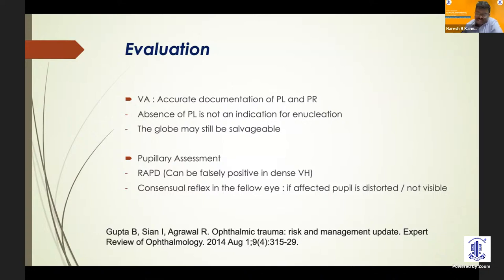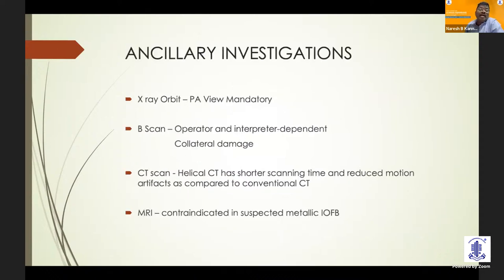Somehow, some of our colleagues in other specialties have a habit of enucleating. You have to look for the RAPD, and the consensual reflex in the fellow eye is also very important. As was discussed earlier, the fellow eye is important, because my professor used to say most of the children who come with trauma usually have some sort of refractive error, so we have to take care of that. And X-ray orbit in all cases of trauma is mandatory.